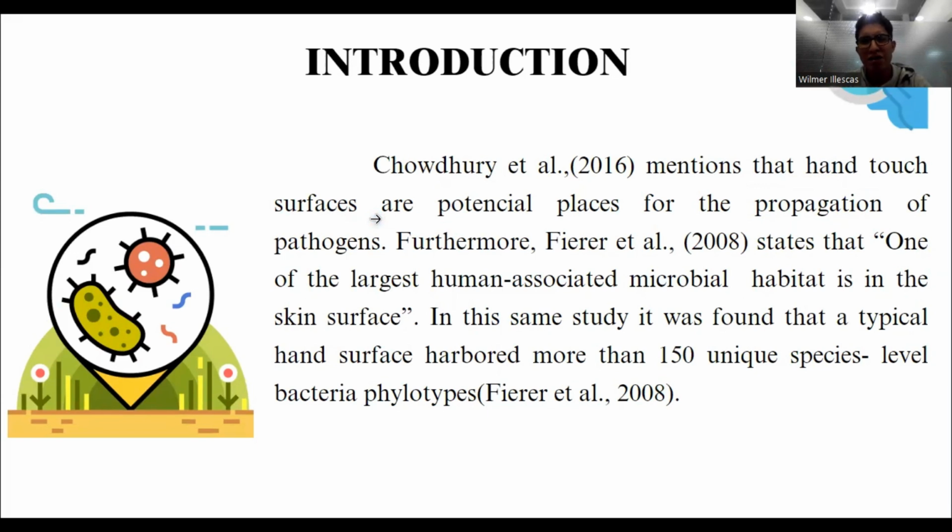And besides, 2018 also mentions that one of the largest human-associated microbial habitats is the skin surface. What does it mean? It means that on our skin, in our hands, or parts of our head, we carry a lot of microbes, which then can be propagated by ourselves.